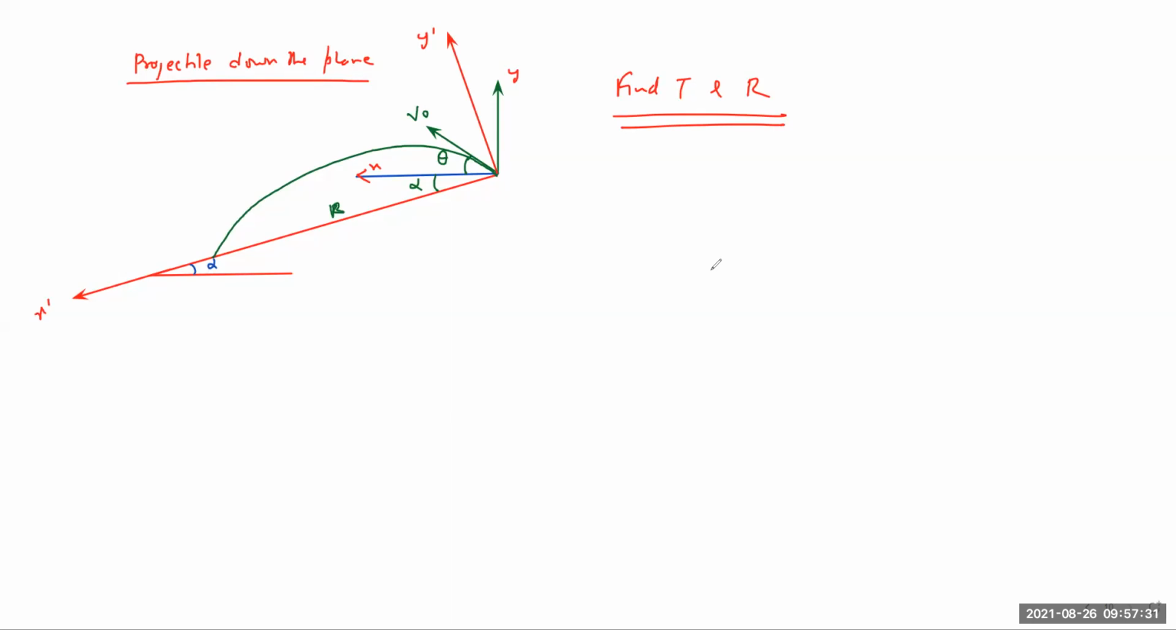Sir, the x dash we have taken, is it positive? Yeah. Okay, sir. So for x, the left of x is positive, and the down of x dash is positive.